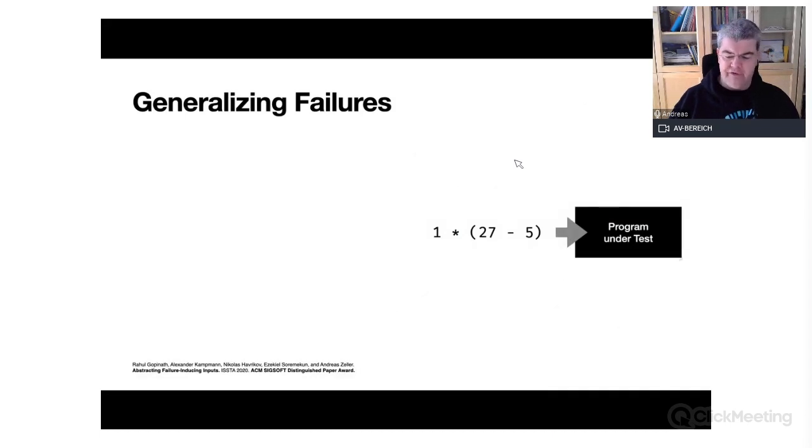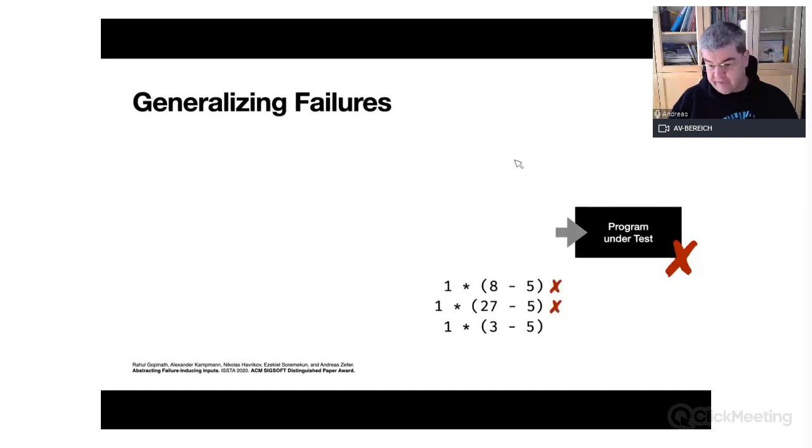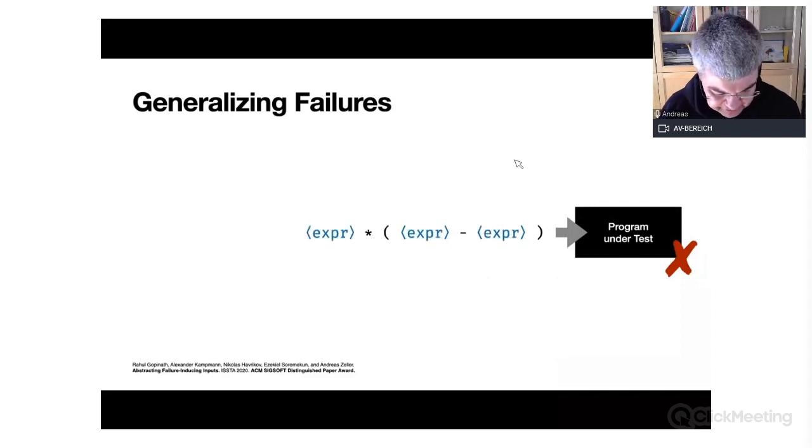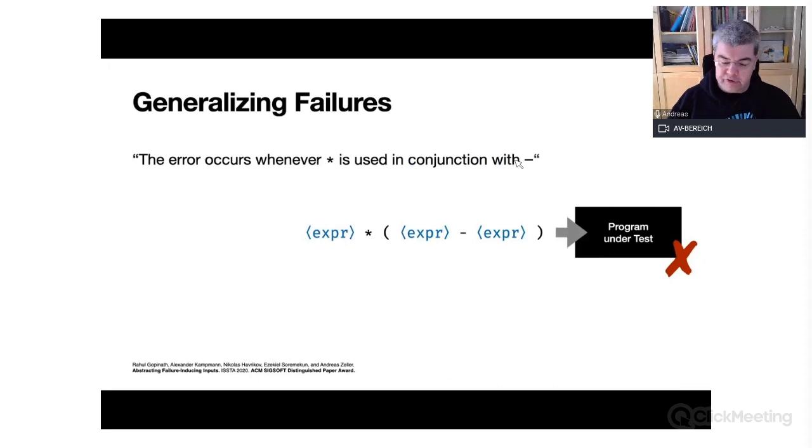And yes, it does. And if we repeat this a number of times with various inputs, here's the original, and here's another one that also fails, and here's the third one that fails, and here's the fourth one that fails. We can now generalize a pattern out of this. This is the generalized pattern, which tells us that the error occurs whenever multiplication is used with minus. Now, for a more complex input, like a GIF, you would get something more complex than that. But such a pattern describes all possibilities under which a particular error occurs.